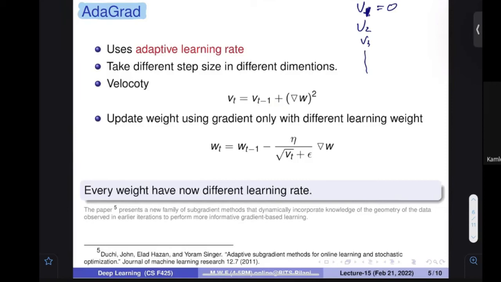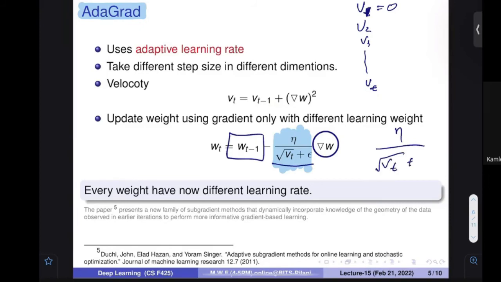And right now at time t, when you are going to update, in what way do you update? The general way of updation is that you find the gradient, multiply it by a constant, and subtract that from the previous value. Earlier it was alpha only, but now instead of alpha I am telling you to use this formulation: eta divided by the square root of Vt plus epsilon.